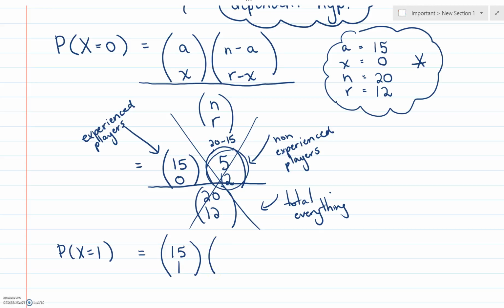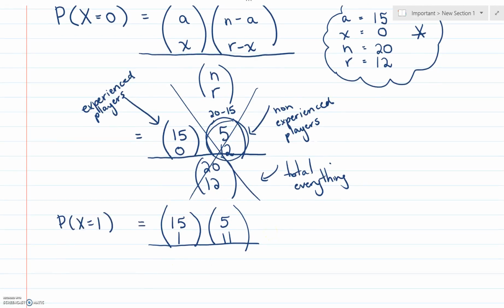Would you still go 5 over 12? Or 4 over 12? It would still be 5 non-experienced. That doesn't change, but it would be 11. It would be 11. Okay. Over what? And then it would be 20 over 12. Okay. Can you look at this and tell me if it's going to work or not?